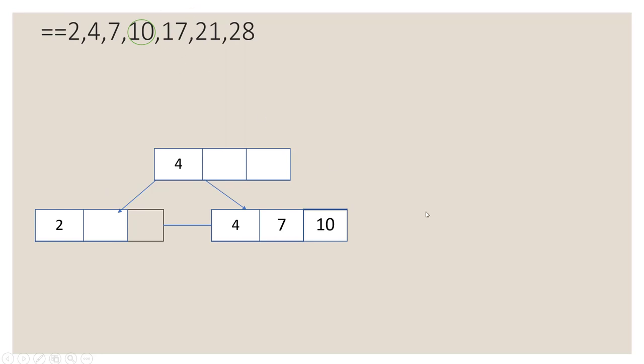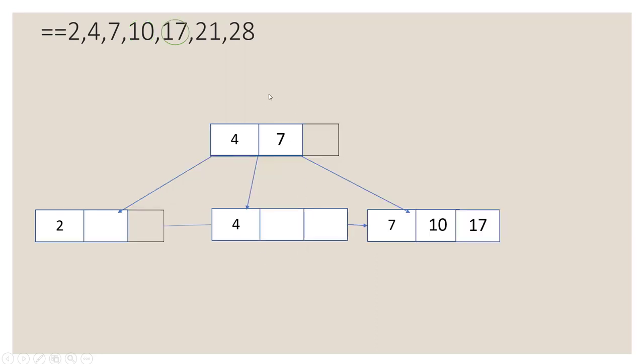Next value is 17. 17 is greater than 4. I follow this pointer and I go to this node. 17 should be here. There is no space, right? So we have to promote something up. So between 4, 7, 10, and 17, we're trying to go with the middle left, right? So which is 7. Okay, so 7 gets promoted up, and we have 4 and 7. Based on our new index, we want to rearrange everything. So less than 4, between 4 and 7, 7 or greater go here.